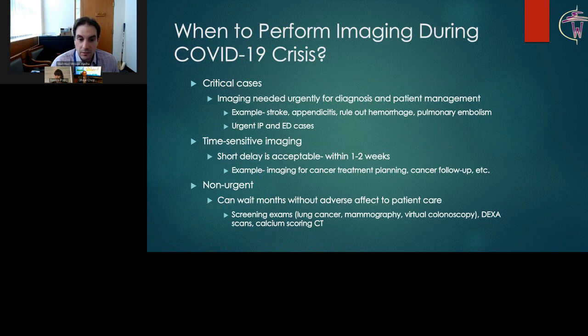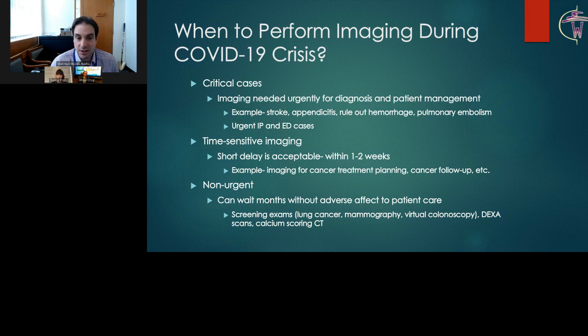So next, we talk about when to perform imaging during the COVID-19 crisis. And we've triaged cases at our institution into 3 categories. The first is critical cases. And this goes outside of this COVID screening or COVID imaging. But in critical cases where imaging is needed urgently for diagnosis and patient management, this includes cases where you're worried about a stroke, appendicitis, a hemorrhage, or pulmonary embolism potentially, whether in the setting of potential COVID or positive COVID. These really speak to urgent inpatient and ED cases that need imaging that will impact patient management.